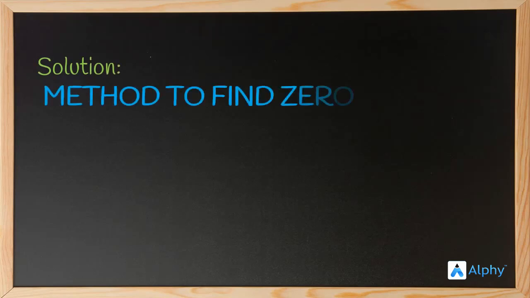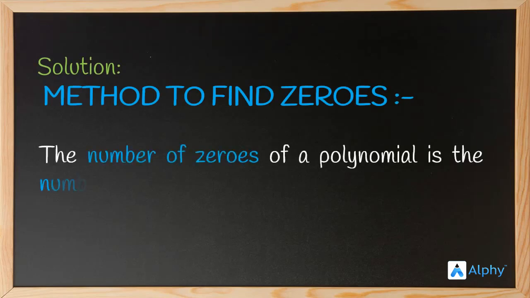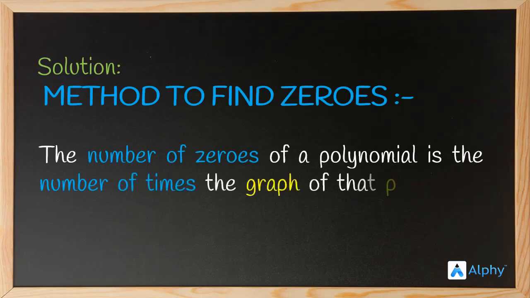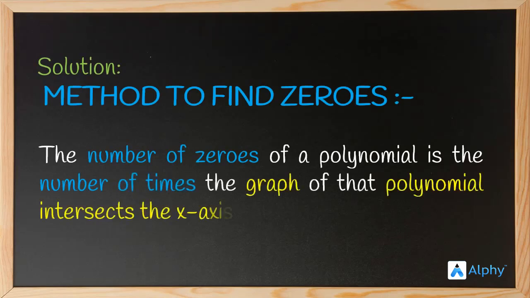Solution. Method to find zeros. Here we are going to discuss the method which we are going to apply in all these parts. The number of zeros of a polynomial is the number of times the graph of that polynomial intersects the x-axis. So whenever the graph of a polynomial intersects the x-axis, that point will be a zero, and basically we have to find the number of times this happens. So let's begin.